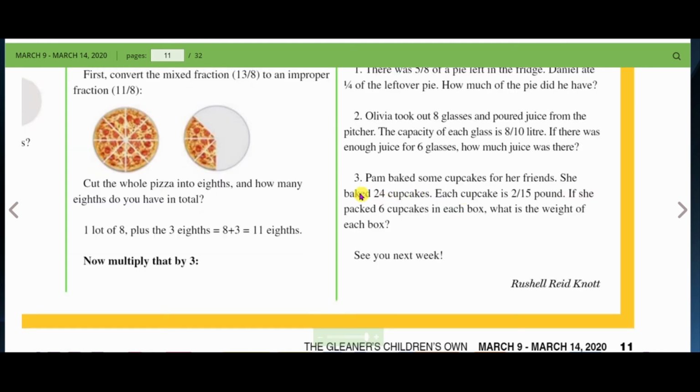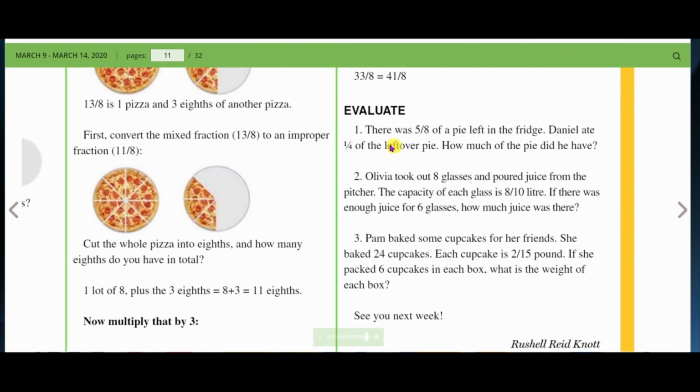Number 3, Pam baked some cupcakes for her friends. She baked 24 cupcakes. Each cupcake is 2/15 of a pound. If she packed 6 cupcakes into each box, what is the weight of each box? So you're going to do these 3 questions and turn your answers into your teachers.